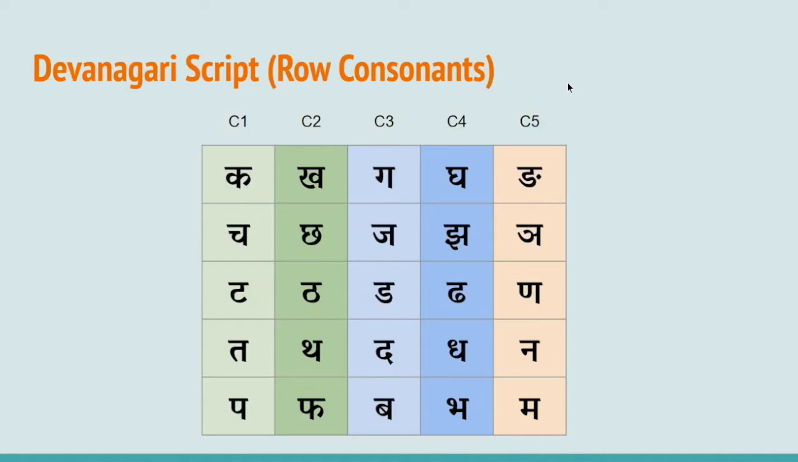Ka, cha, ta, ta, pa. Next row, C2. Ka, cha, ta, ta, pa. Then C5: nga, nya, na, na, ma. Okay, thank you.